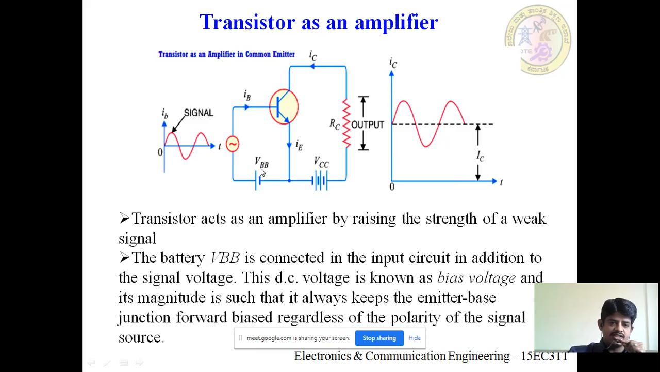Suppose there is no VBB applied. Then whenever the input signal is above 0.7 volt, it will turn on, and whenever it is less than 0.7 volt, it will turn off. But that is not the case now, because you applied a separate DC signal just to turn on the transistor. That means your transistor will be continuously on irrespective of your input signal. So this is about the transistor as an amplifier.